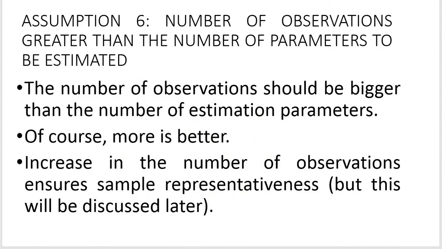So the sixth assumption tells you that the number of observations should be greater than the number of parameters to be estimated. I believe it's pretty intuitive. But also please keep in mind that the general rule is the more the better, because it makes your sample more representative and also it increases the number of degrees of freedom.